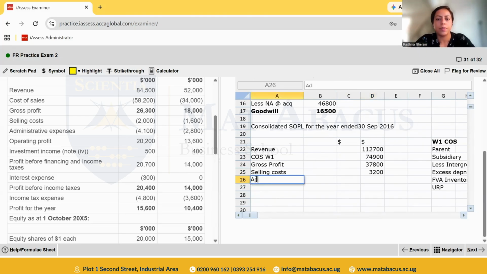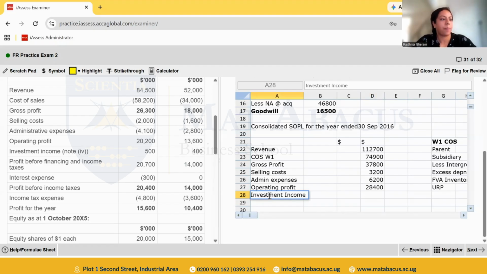Then admin expenses. Same thing, get the parent 4,100 plus 9 over 12 times, how much was admin of the subsidiary? 2,800. Okay, that gives you admin cost. Then we get our operating profit. Operating profit is going to be our gross profit minus selling minus admin. Gives us 28,400 there.